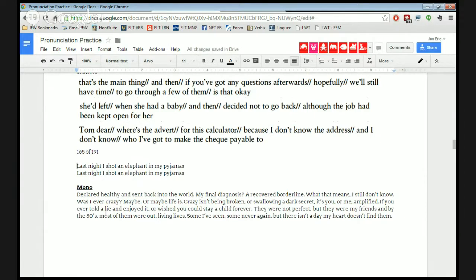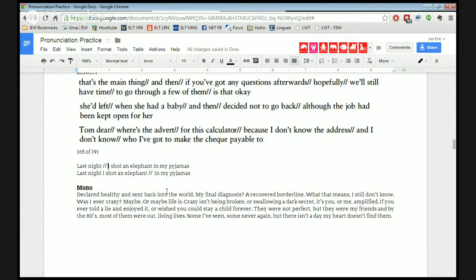Okay. Now what I want you to do is try to read it again and see if you're able to change the meaning of the sentence by putting in a pause in a different place. Last night I shot an elephant in my pajamas. In the first sentence, I'm going to put the pause here because that's how I heard you read it.